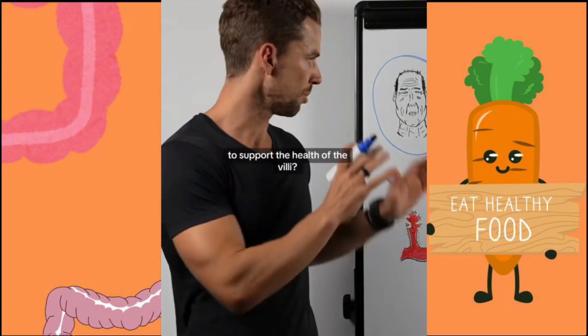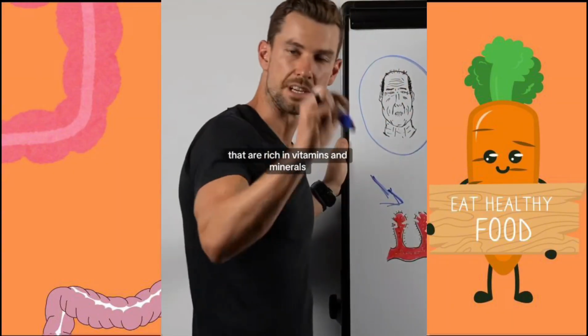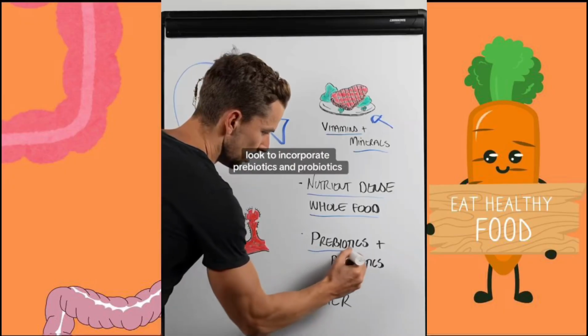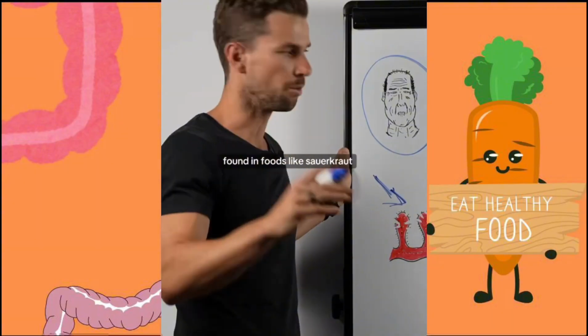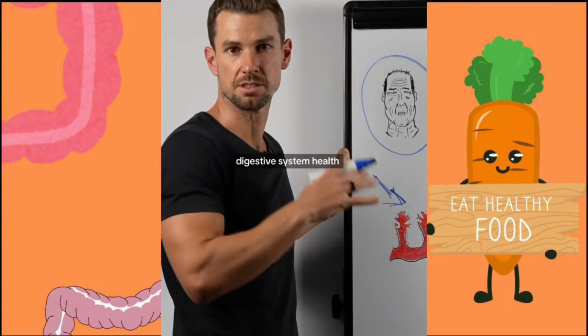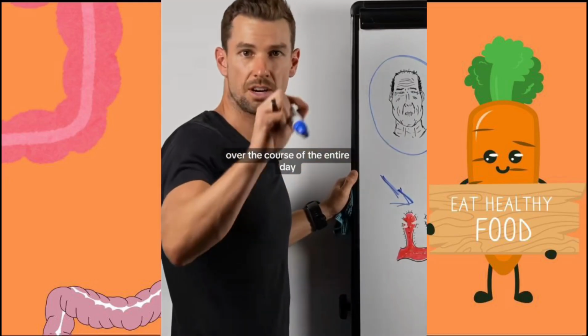So what can you do to support the health of the villi? Eat nutrient-dense whole foods that are rich in vitamins and minerals. Look to incorporate prebiotics and probiotics into your diet, found in foods like sauerkraut, which support your overall digestive system health, and drink plenty of water over the course of the entire day.